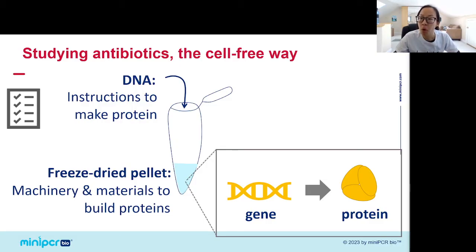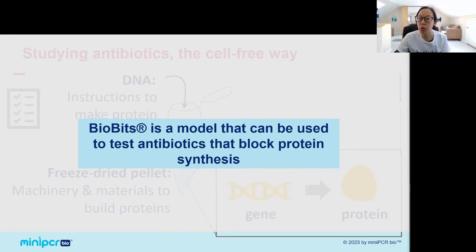For today's lab, we'll use the system to generate both a protein that demonstrates protein synthesis is working, as well as an antibiotic resistance protein that can protect the system from ribosome-targeting antibiotics. Again, if that's all too complicated, you can just tell your students that the BioBits system is a model that can be used to specifically test if the antibiotics are blocking protein synthesis.